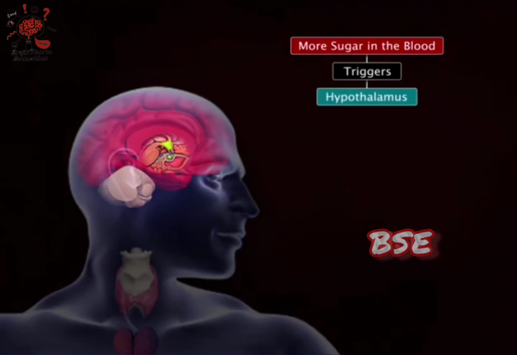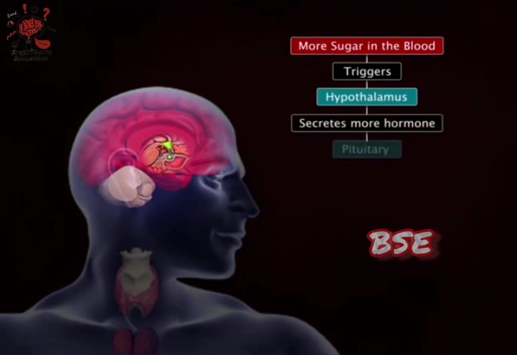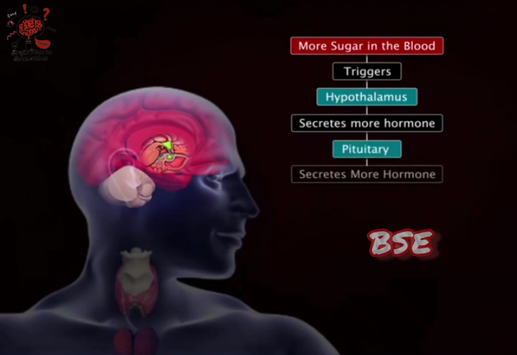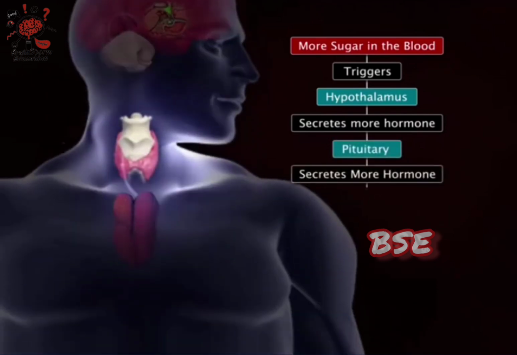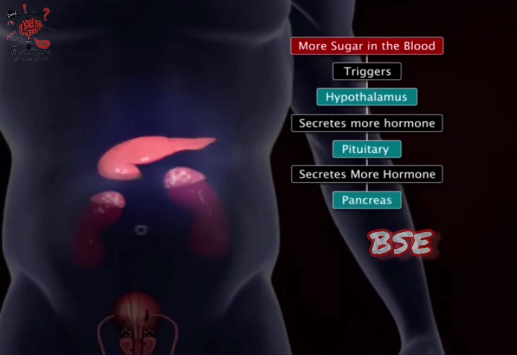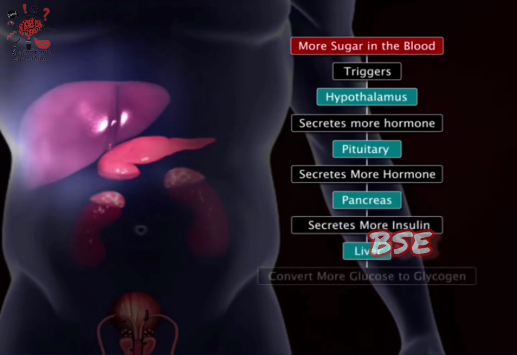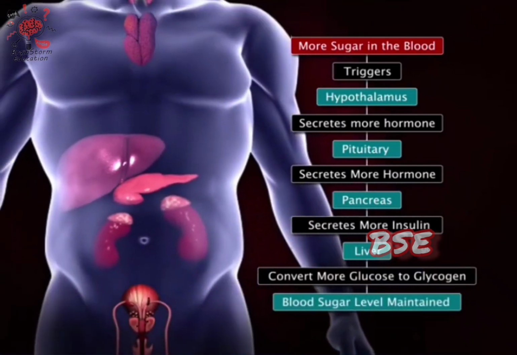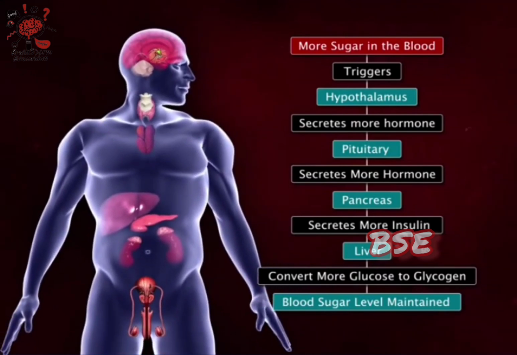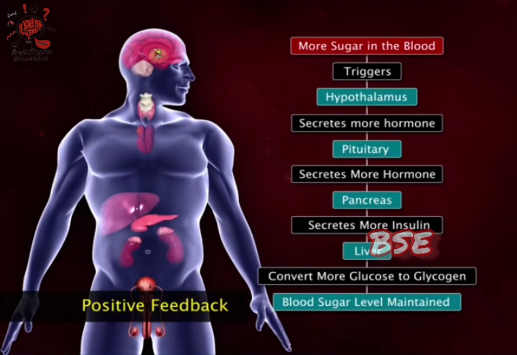The hypothalamus gland in the brain senses the higher sugar level in the blood and sends a signal to the pituitary. The pituitary gland now sends a signal to the pancreas to secrete greater quantities of insulin. The target organ for insulin is the liver, where it helps in conversion of excess glucose to glycogen and releases only the right amount of glucose for the body. This is positive feedback.